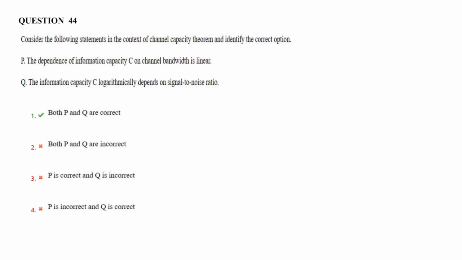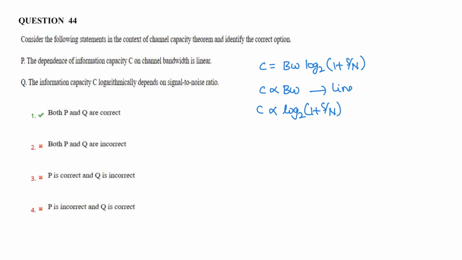Next, the dependence of the information capacity of the channel on bandwidth is linear. The statement is correct. Shannon's channel capacity theorem states that C is equal to bandwidth times log base 2 of 1 plus signal to noise ratio. Here capacity C is proportional to bandwidth, and C is proportional to log of 1 plus signal to noise ratio. The capacity C and bandwidth have a linear relation, and for signal to noise ratio the relation is logarithmic.